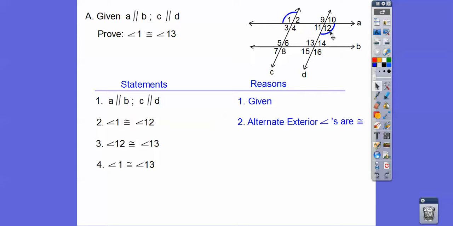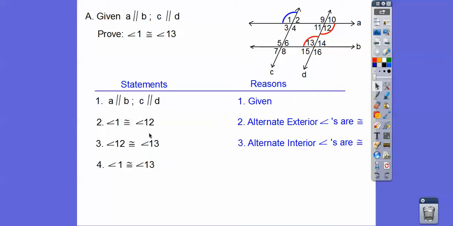Anyway, so 12 and 13, these guys are also alternating on this transversal, but they're inside, they're interior of these two parallel lines. So these are alternate interior angles. They are congruent, okay? And then check this out, you guys. Whoops, oh, I didn't want to show that yet. Let's back up here. Sorry, my finger got a little touchy there.